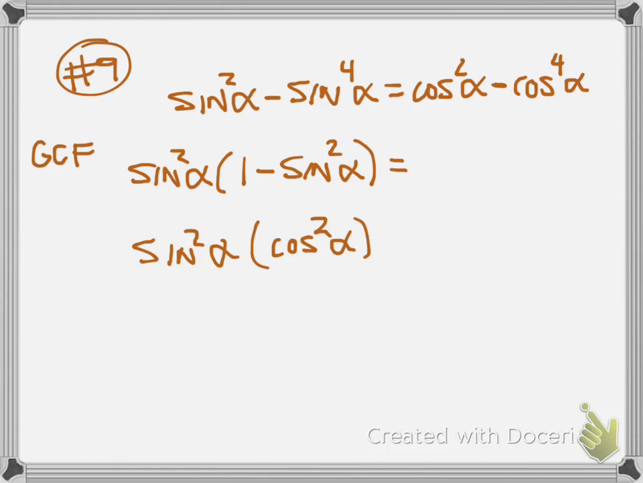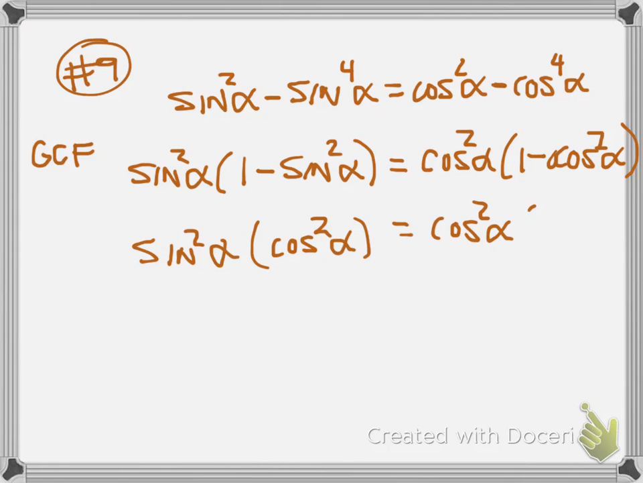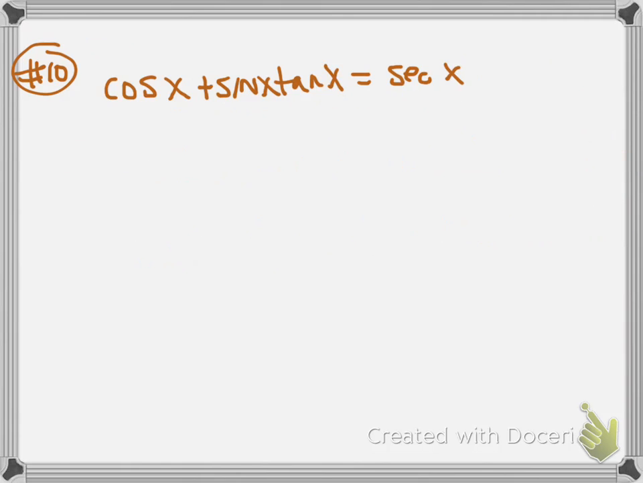And then if I look on my other side, I can also GCF, and I can take out a cosine squared of alpha, and I get 1 minus cosine squared. And I can replace that 1 minus cosine squared with sine squared. So, there we go. The left side looks just like the right.